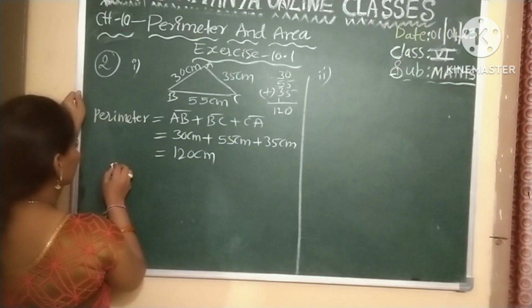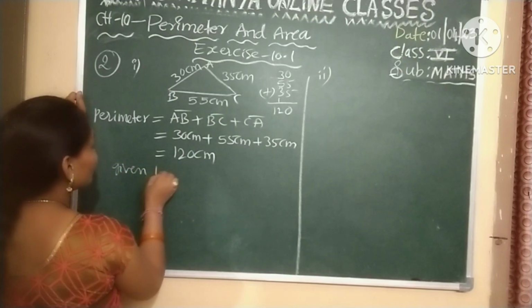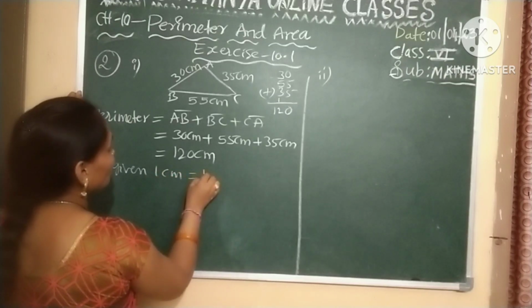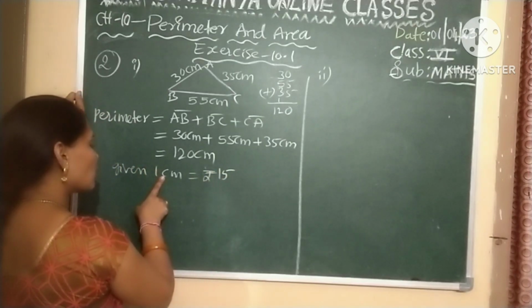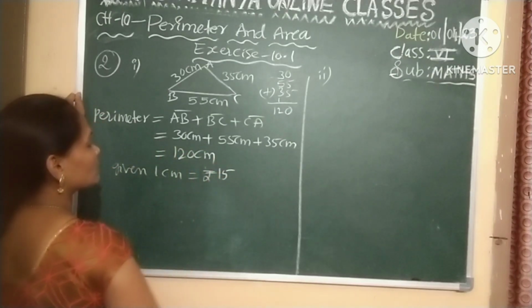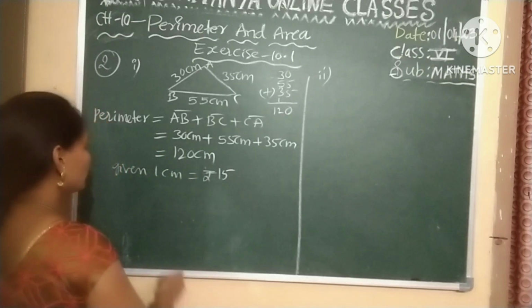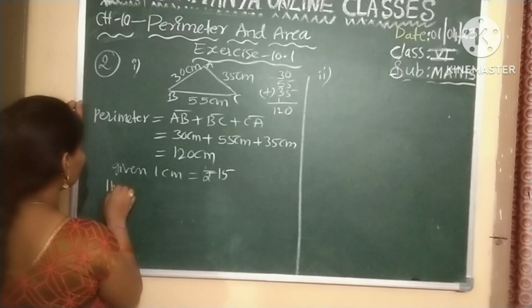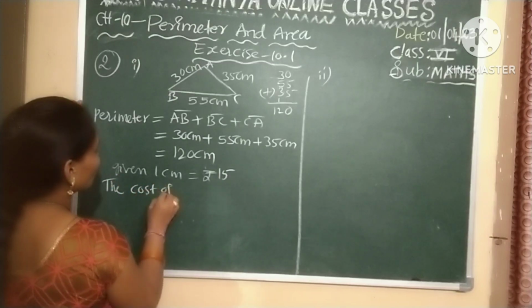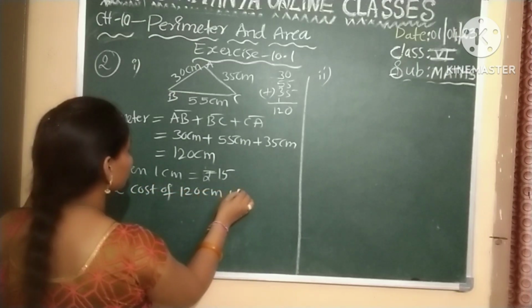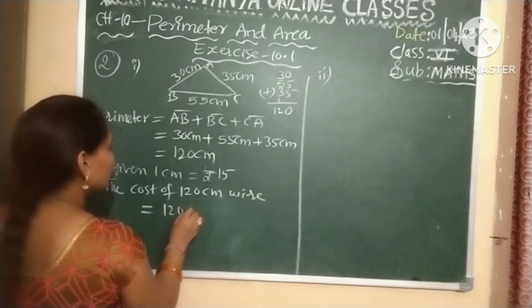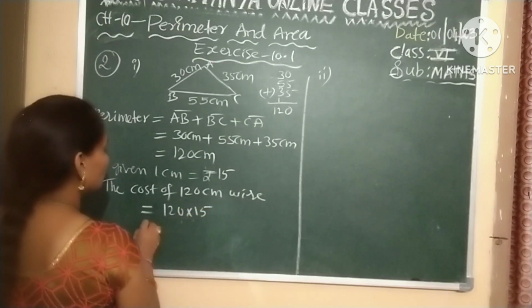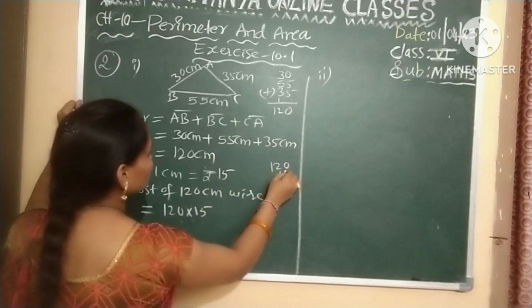Now, it is given in the question that the cost of 1 centimeter is 15 rupees. If the cost of 1 centimeter is 15 rupees, then what is the cost of 120 centimeters? The cost of 120 centimeters of wire is equal to 120 into 15 rupees. So let us do the multiplication.